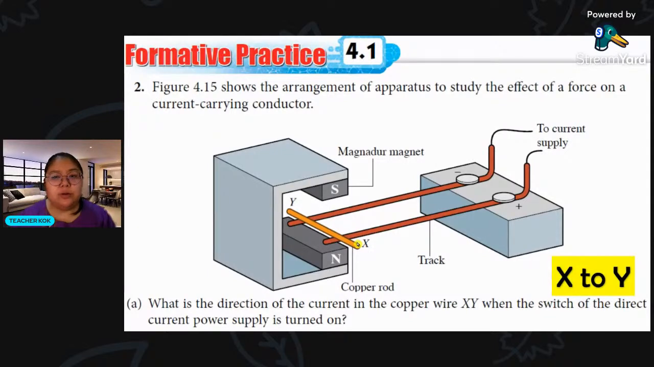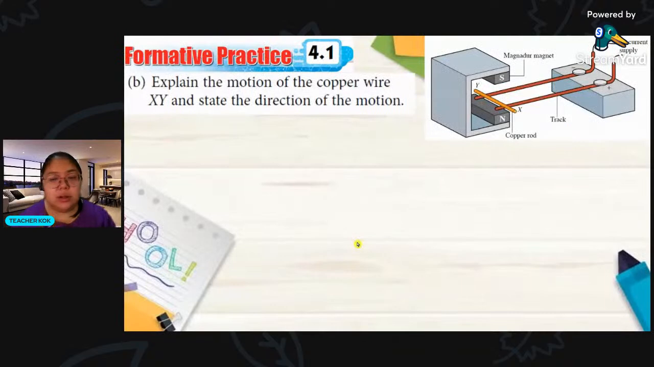So from here we go to see the next question, what they want. They say explain the motion of the copper wire XY and state the direction of the motion. So we explain the motion of the copper wire. The copper rod XY will surely move. Then after that, you need to state the direction. Just now you told me already, it goes to the right. So if the question is 2 marks, you answer like this. Okay, that's the correct one, 2 marks only.